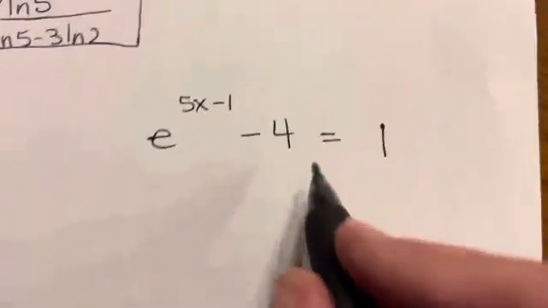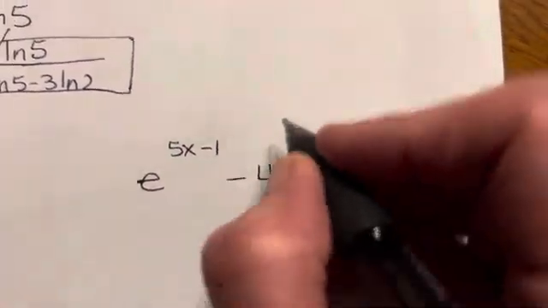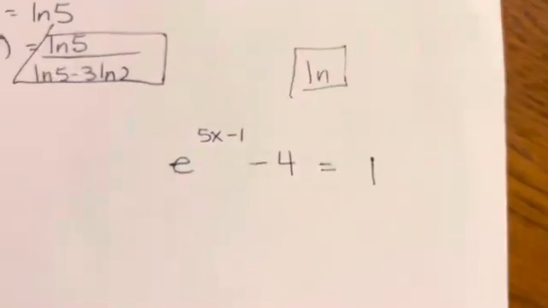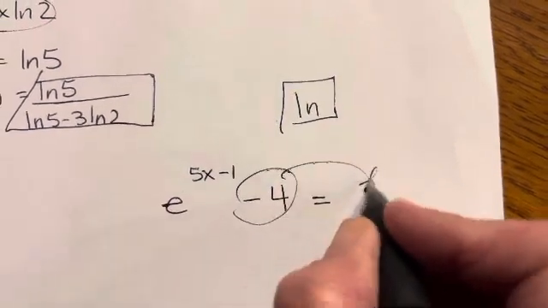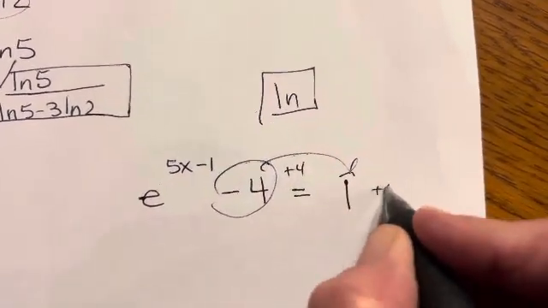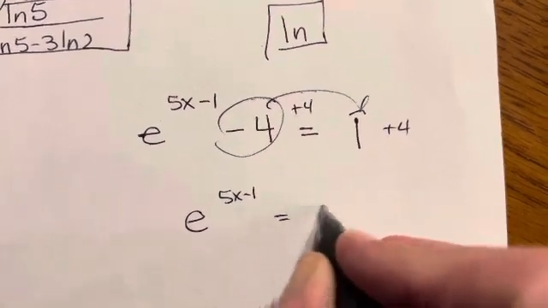Okay, when you get to this one, because this has base e, it's going to force you to use the natural log. And magical things happen, okay? But the first thing I would do is I'd move this 4 over here. So I would be adding 4 to both sides. So I have e to the 5x minus 1 equals 5.